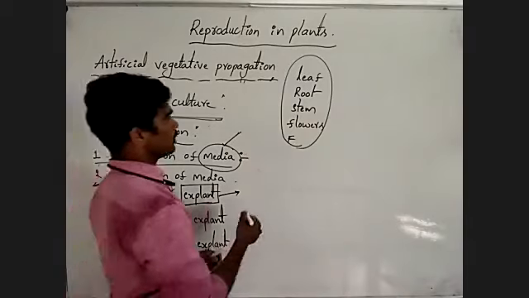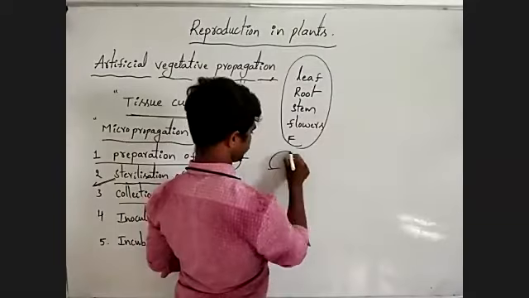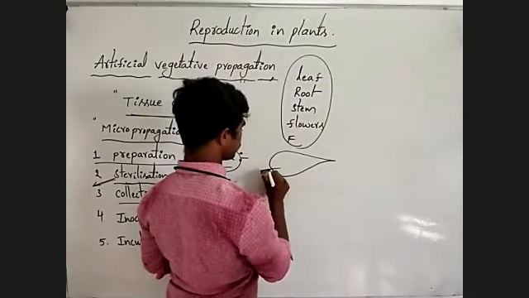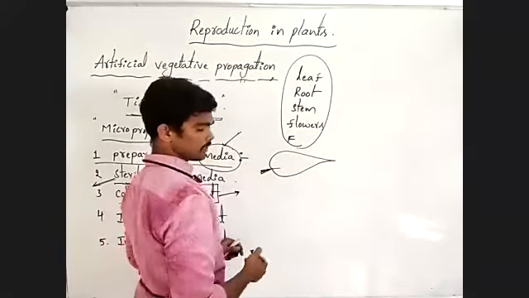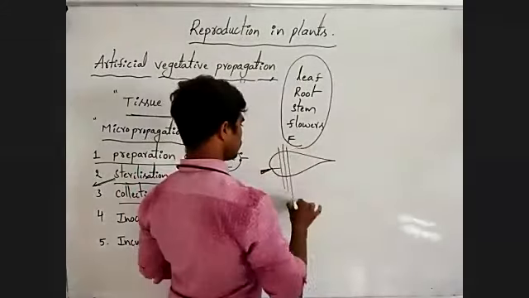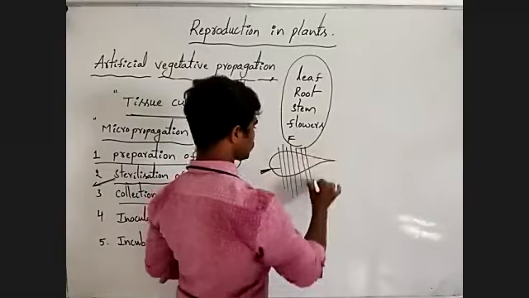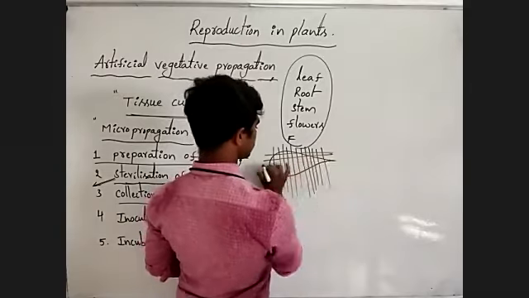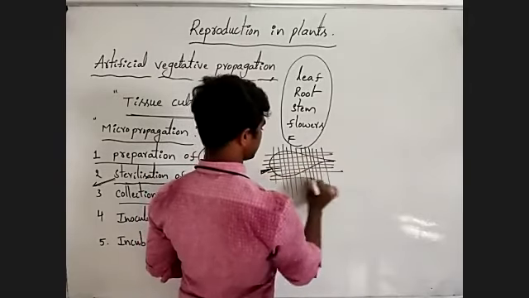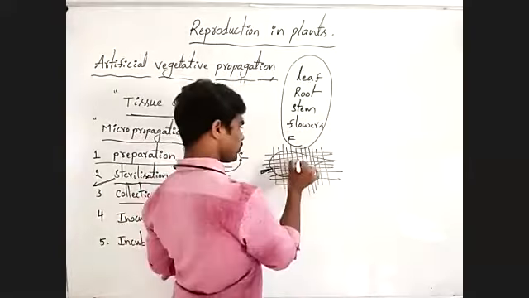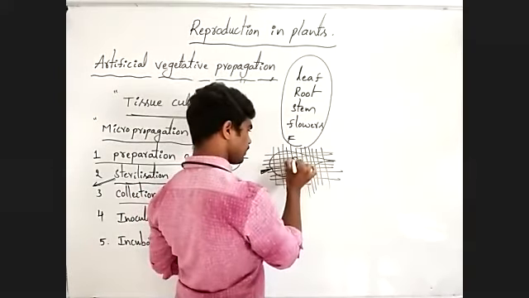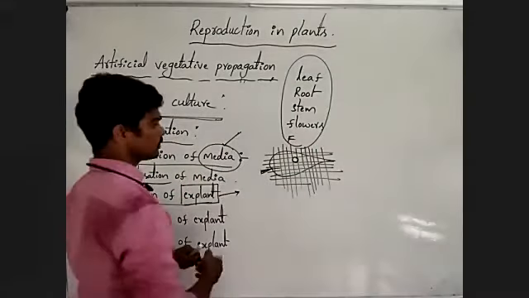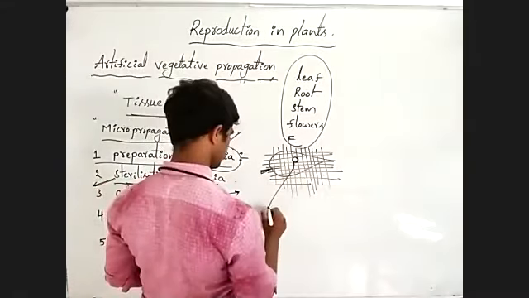Understand? For example, take a leaf. If we want to collect the explant from the leaf, first we have to collect the leaf, then break the leaf into small pieces like this. Then we collect a small piece of the leaf. Now it is the explant.